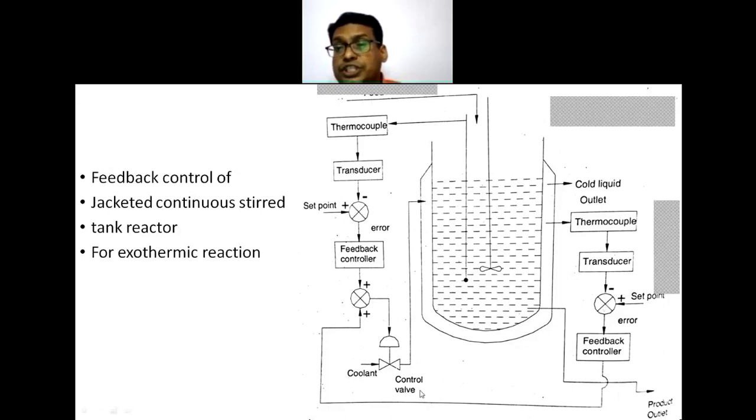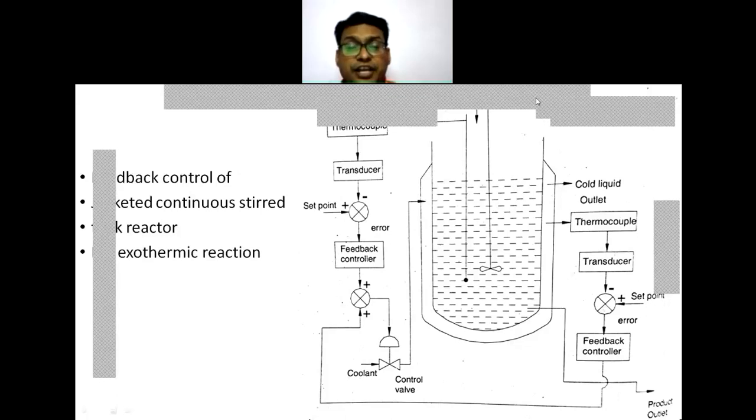cooling water into the jacket, and as a result the cold liquid outlet temperature is to be measured. So a thermocouple measures the cold liquid outlet temperature, with a transducer, a set point, a comparator and a feedback controller. So there are two feedback controllers used in this case, the jacketed continuous stirred tank reactor with the exothermic reaction.